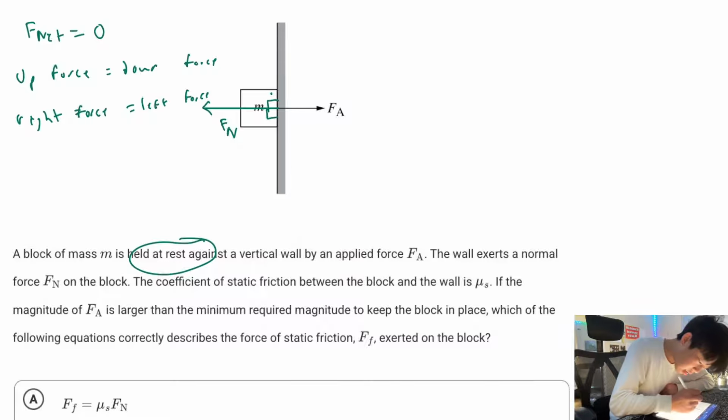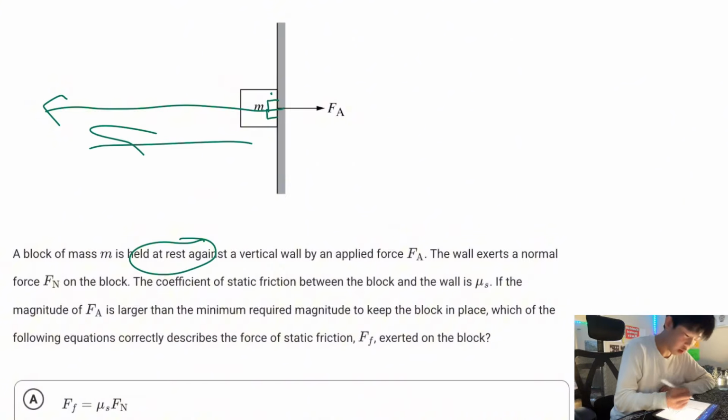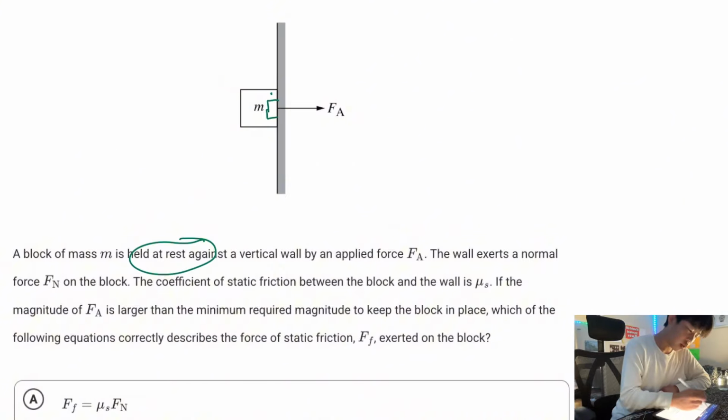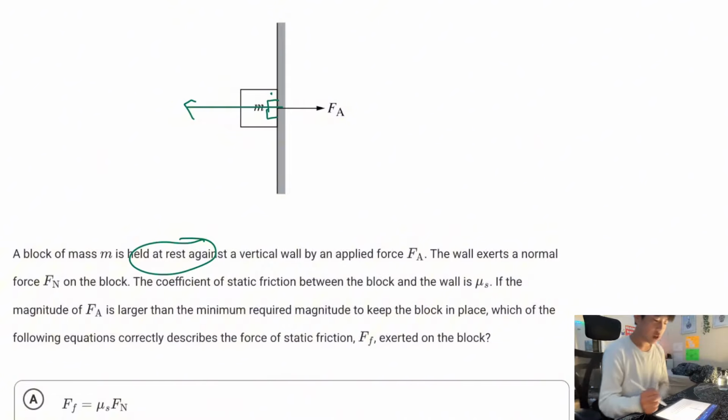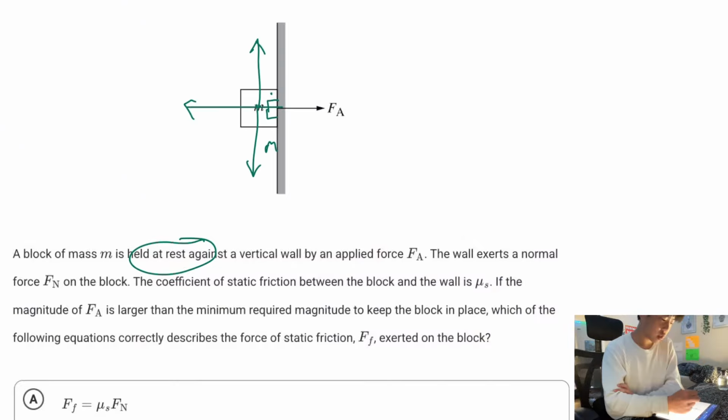Let's say the normal force was super big. Okay, I'm going to erase all this. Let's say the normal force was super big. Then the block would be flying this way, wouldn't it? But because they're equal, it's held at rest horizontally. And now what we need to realize is that there's a force of friction this way, and there's going to be an equal and opposite force, mg.